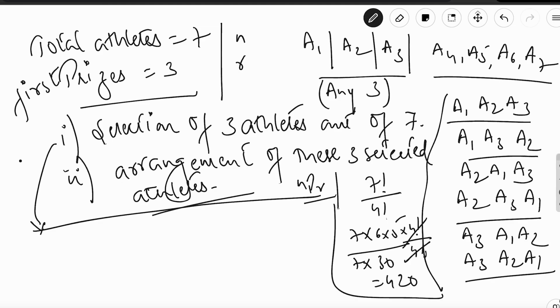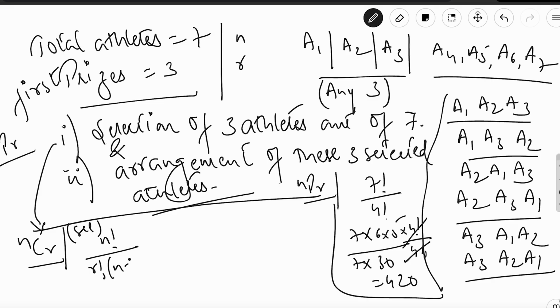The next session that we are going to cover will be on combination. Just to give you a rough idea, permutation is defined using nPr. Permutation is about selection and arrangement, but combination deals only with selection. And nCr is denoted by n factorial divided by r factorial into (n minus r) factorial.